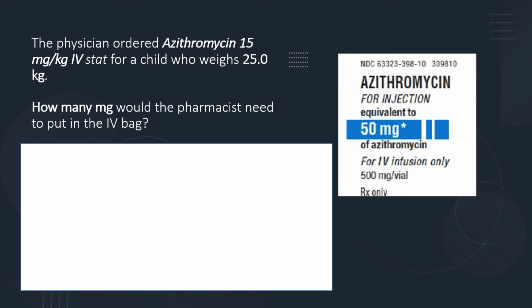The physician ordered azithromycin 15 milligrams per kg IV stat for a child who weighs 25 kilograms. How many milligrams do you need to put in the IV bag?